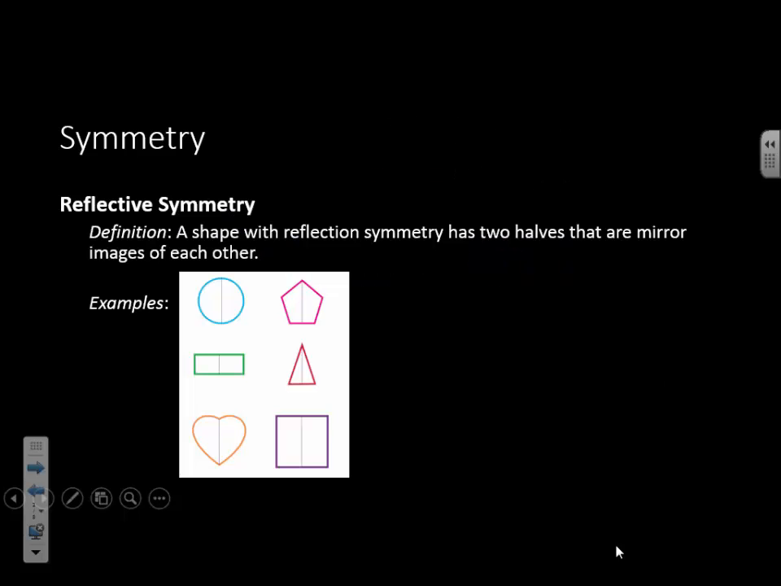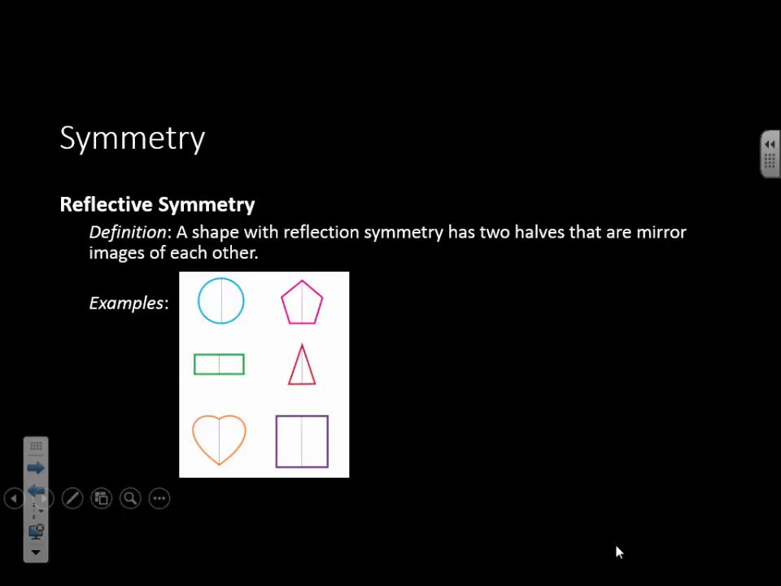All right, today we're going to talk about symmetry to help us work the quadrilateral game that we'll play in class as well as part of your assignment for 3.5. So let's start with a couple definitions. First of all, reflective symmetry. The definition is a shape with reflection symmetry has two halves that are mirror images of each other.